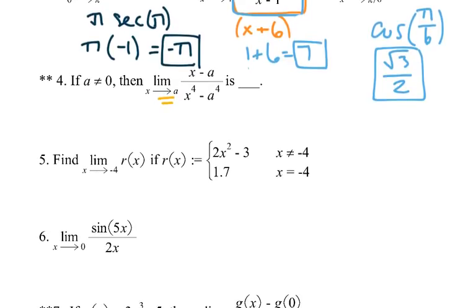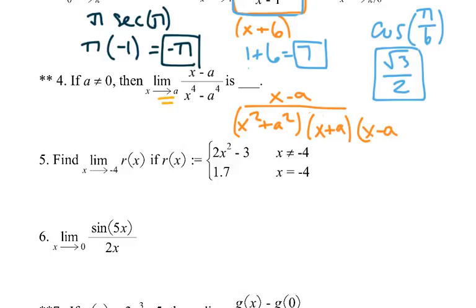And I know this looks a little tricky to factor, but x to the fourth minus a to the fourth is a difference of squares, so that's x squared plus a squared times x squared minus a squared. And then that factors even more. x squared minus a squared is also a difference of squares, so I can expand that out even more to x plus a times x minus a. And now what we notice is we've got an x minus a on the top, x minus a on the bottom, and at this point we can plug a in for x.